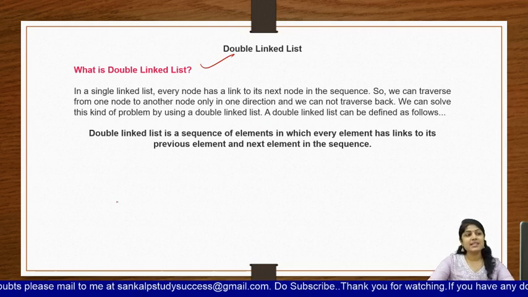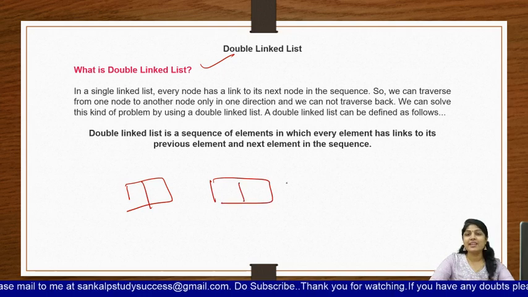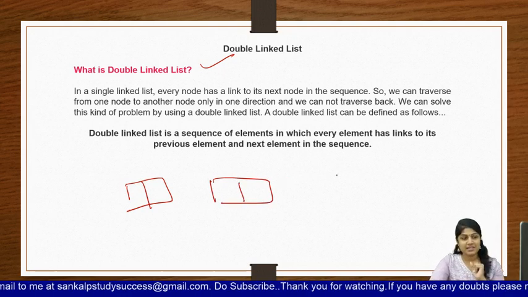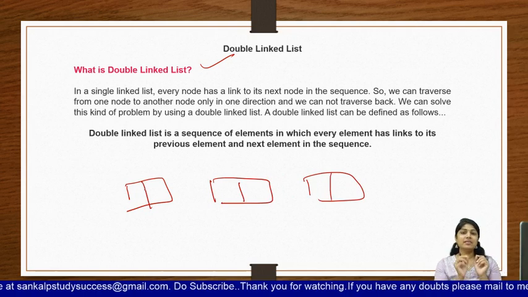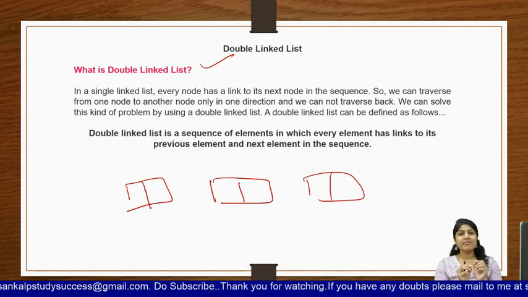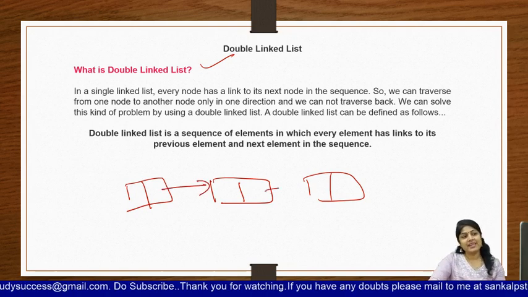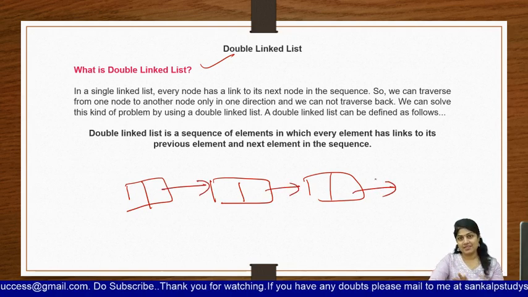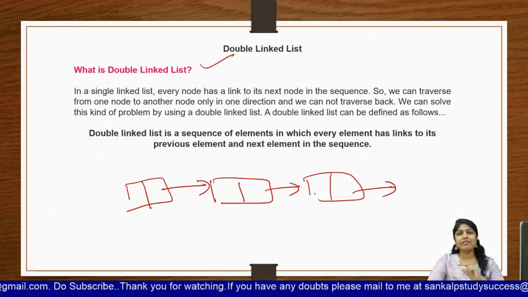In a single linked list, what is the problem? We have a collection of nodes, and the node consists of how many parts? Two parts, right? From one node we can travel to the next node. So we can travel from here to here, and here to here, and here to here. That's it. I can't travel from the second node to the first node, and I can't travel from the third node to the first node.